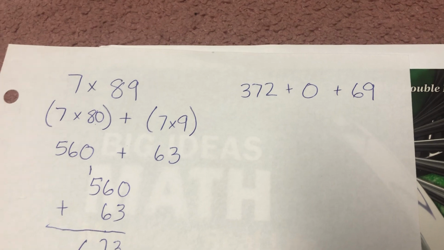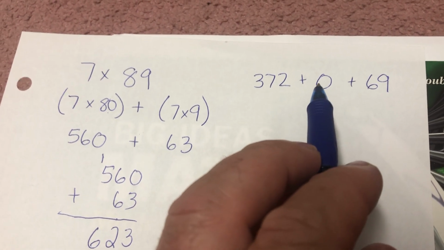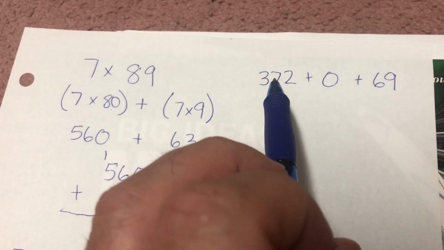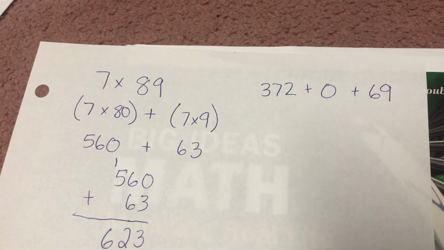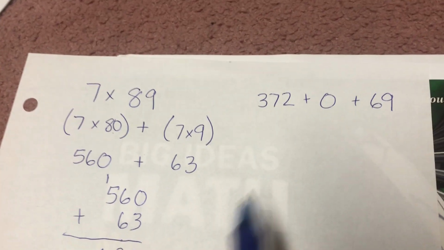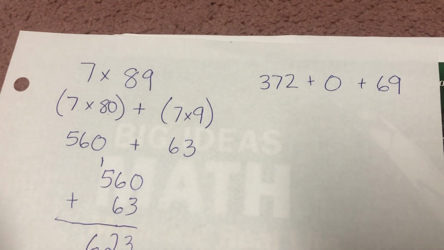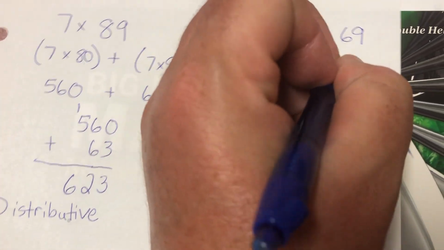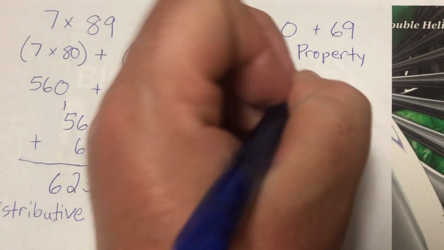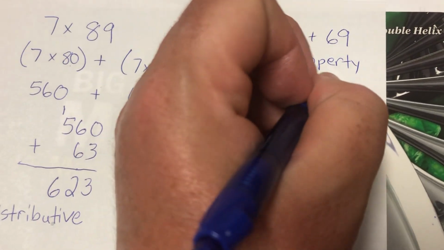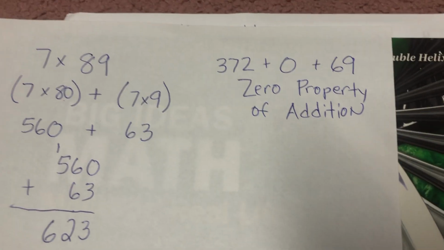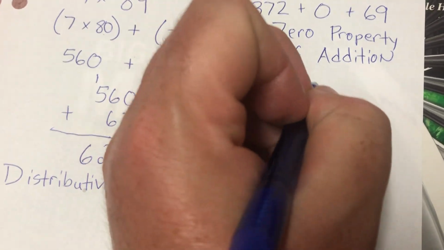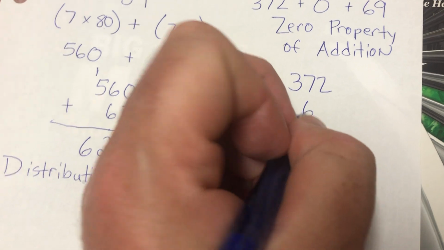Well, think about this. We're adding. We've got a 0 here, and we should be able to figure out, well, all I have to do is 372 plus 69. That's all I should have to do there because that 0 has no value. It doesn't change the addition. So this one would definitely be your 0 property of addition.